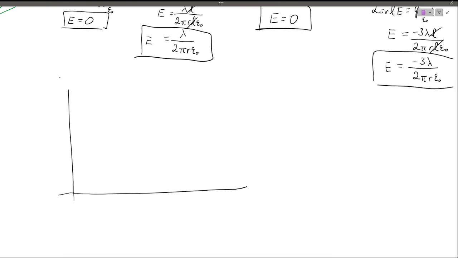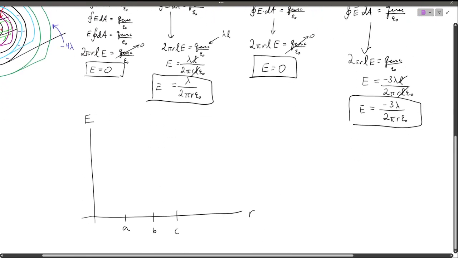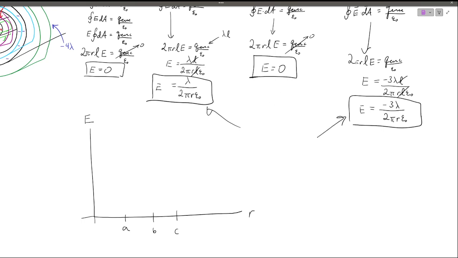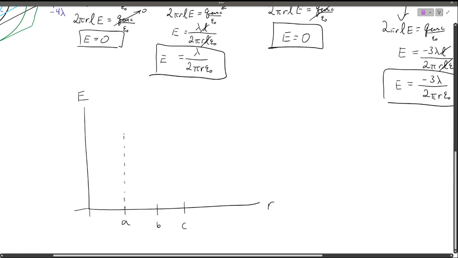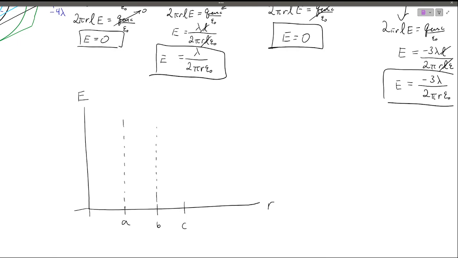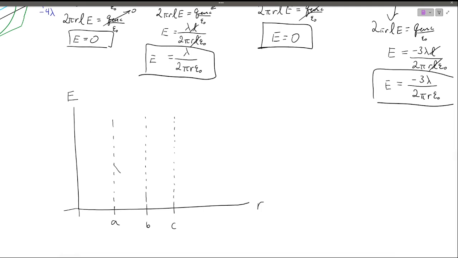So when you do that, this is E, this is r. They would mark for you a, b, c. First of all, recognize that these expressions, these ones are obviously 0, but then these expressions are both of the form 1 over r, just with a bunch of constants slapped on. So first of all, you draw your dotted lines here. I think these might come pre-drawn for you, but if they don't, you should draw them. Up until a, it's 0. Then between a and b, you have this 1 over r relationship, like so.